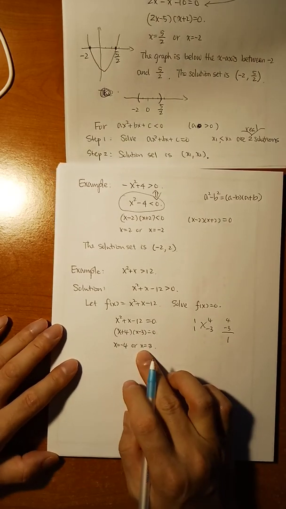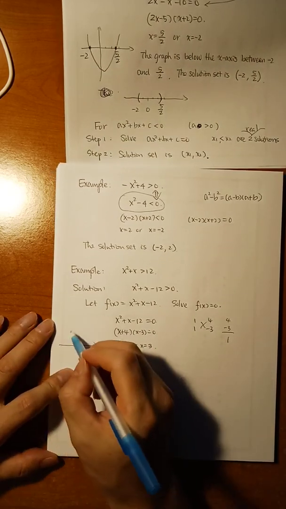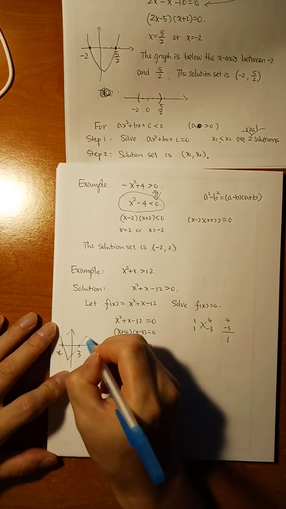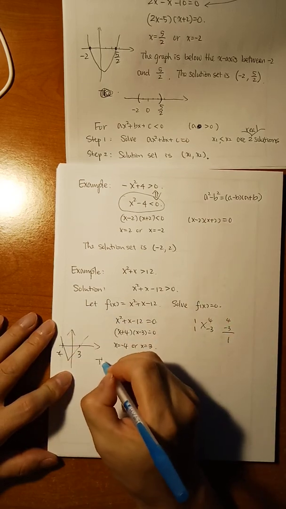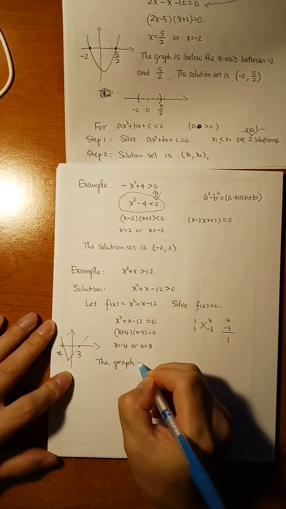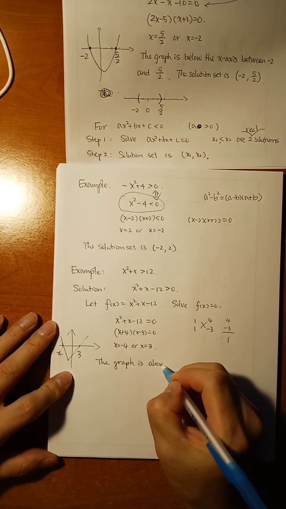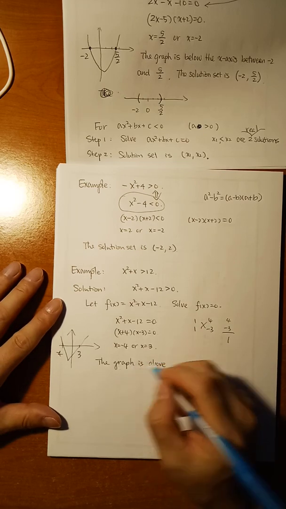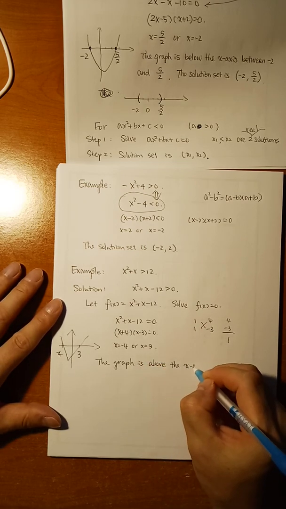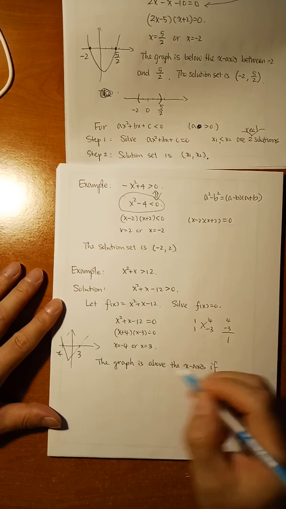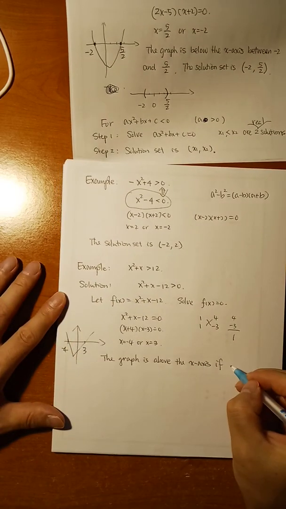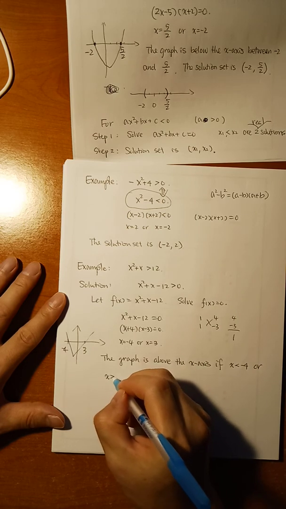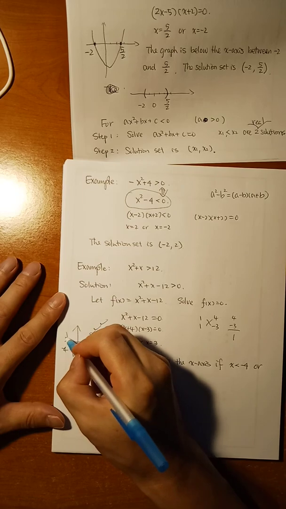Okay, once you get those two solutions, remember that it's a V shape, negative 4 and 3. So the graph is above. This time we're talking about the greater than case. Greater than case, we're looking for the graph above the x-axis. The graph is above the x-axis if either on the left part, x is less than negative 4, or x is greater than positive 3, this piece or this piece.